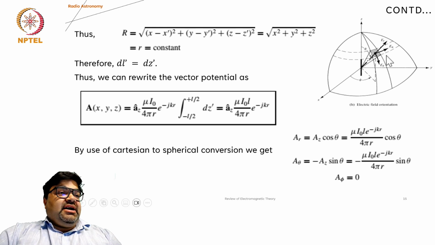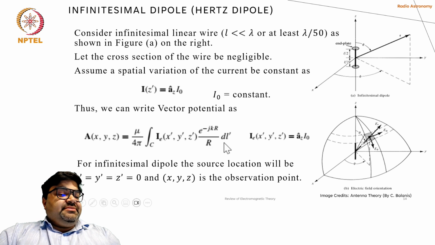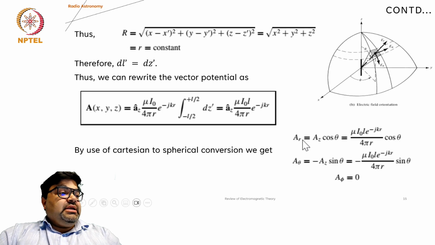So you can redefine r, which is any distance from the origin, and you can recast A from the original point. So A from the previous version is this integral, where I(x,y,z) is equal to just I naught a_z. So you just have one component along the Z axis, and so you finally get mu I naught L over 4 pi r, e to the power minus j k r, along the Z axis, as your vector potential.